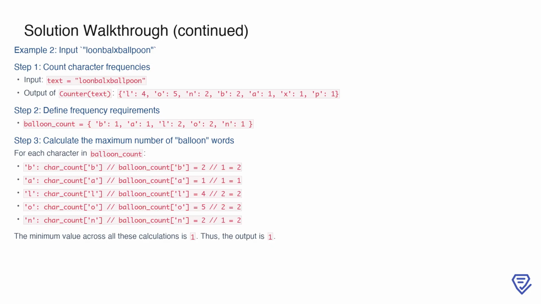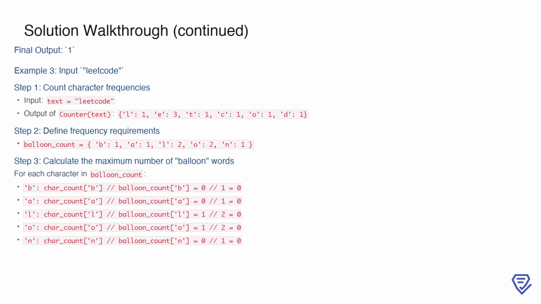Now, we calculate the maximum number of times balloon can be formed by dividing the available counts by the required counts for each character. For B, it is 2 / 1 equals 2. For A, it is 1 / 1 equals 1. For L, it is 4 / 2 equals 2. For O, it is 5 / 2 equals 2. For N, it is 2 / 1 equals 2. The smallest value from these calculations is 1, so the output for this example is also 1.